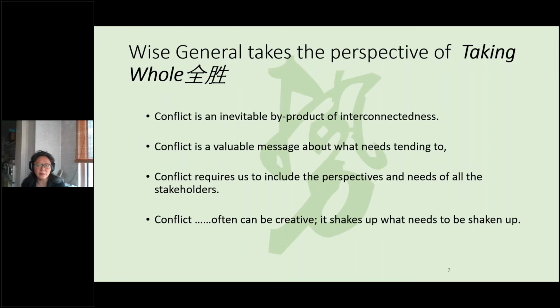There was information collected before but not surfaced, unmet requirements before, and only when we take the position of taking whole, and only when we actually see the value in conflict, can we find creative and new ways to deal with difficult situations like that.